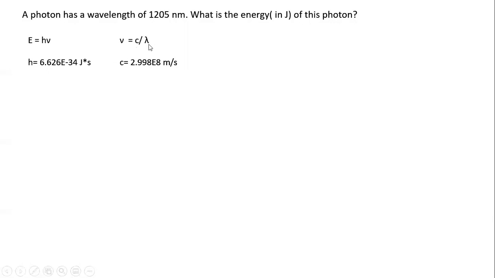And from the last problem, we know that frequency is c over lambda. So what we can do is if we substitute c over lambda for nu in the energy equation, we get energy equals hc over lambda. So the wavelength is inversely related to the energy. So something with a long wavelength is going to have a small energy associated with it.